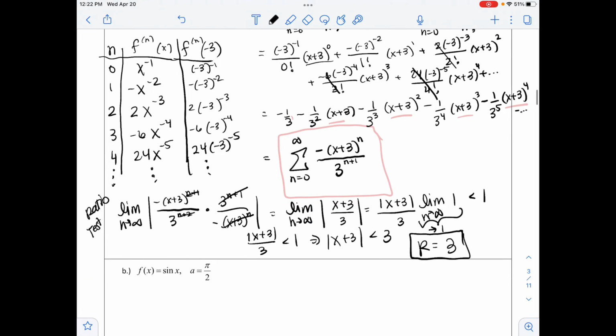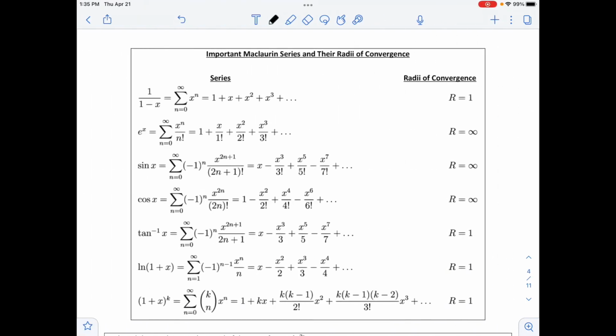We have one more example right below this that I will go ahead and circle, and we'll try f of x equals sine of x to write a Taylor series centered at pi over 2 in class together. At the top of the next page, we have important Maclaurin series and their radii of convergence. I'm going to give this box a star and say we need to know these for the upcoming exam.